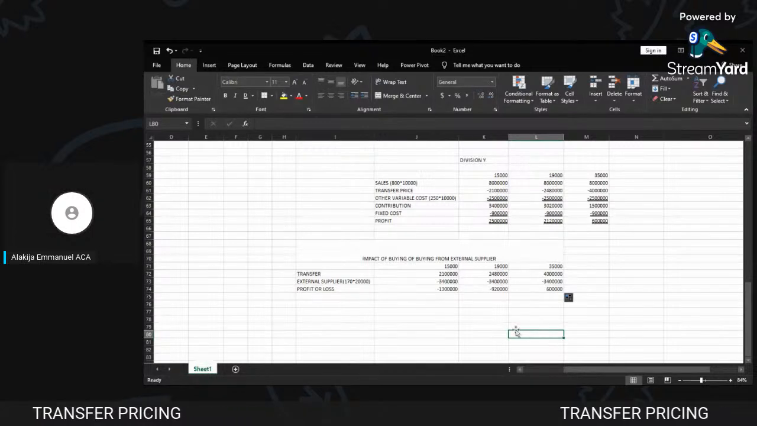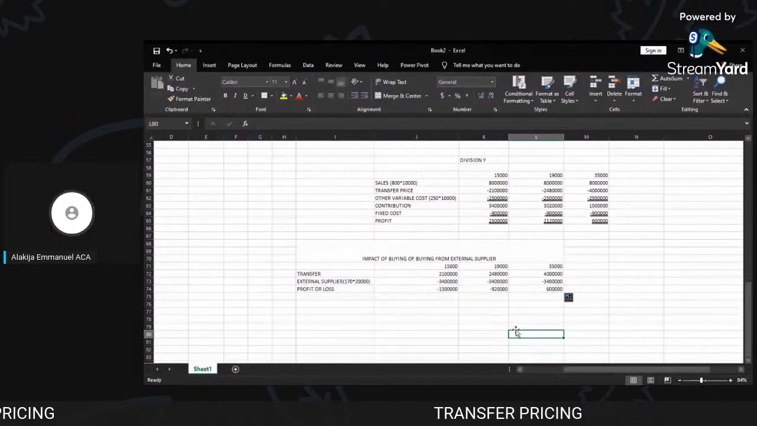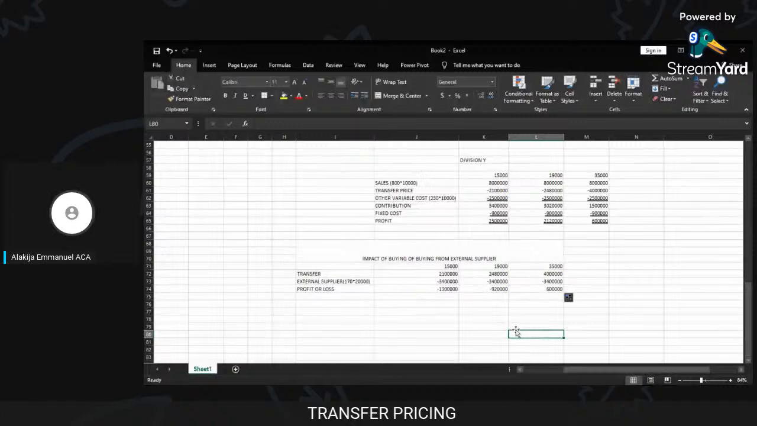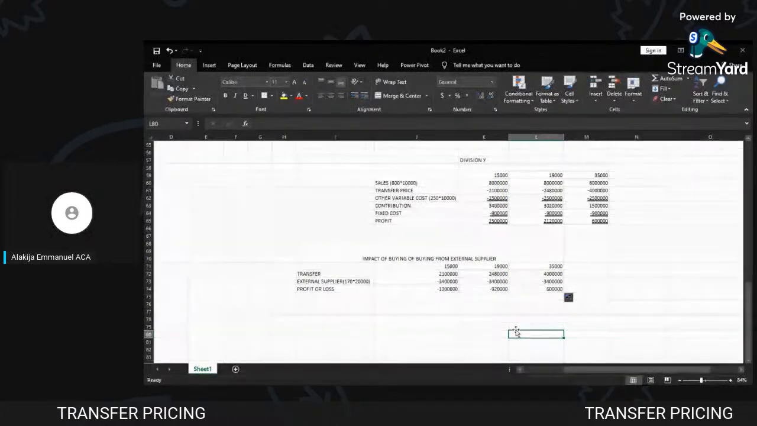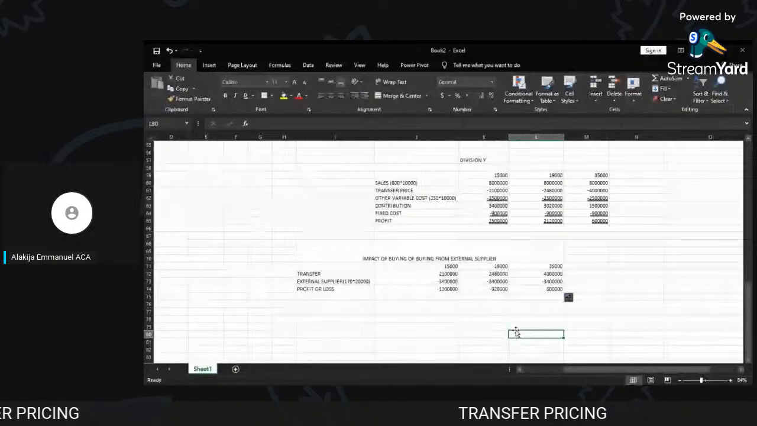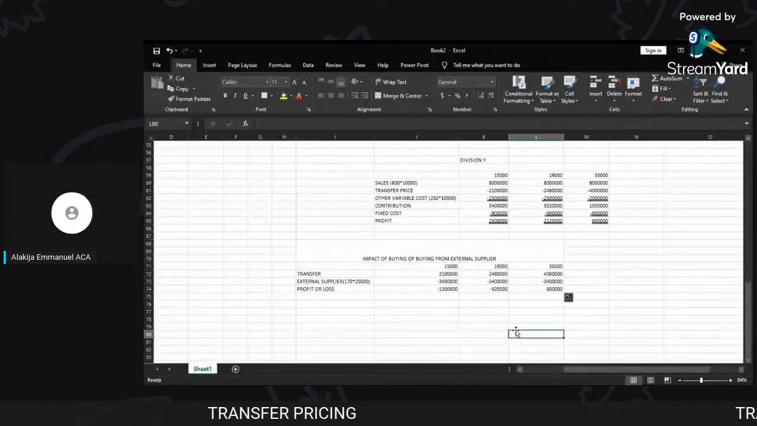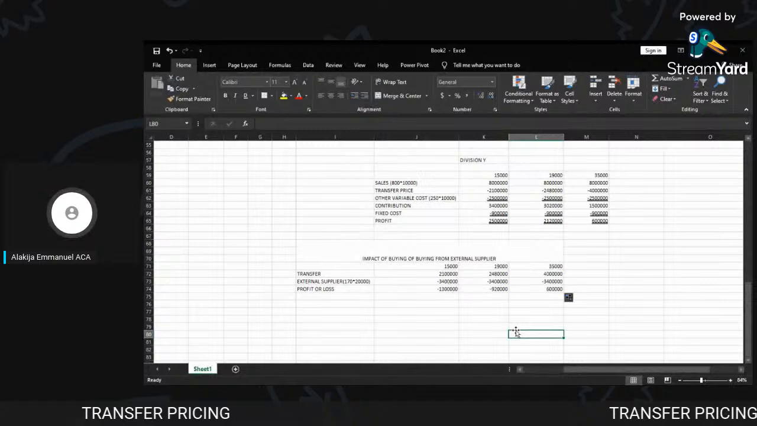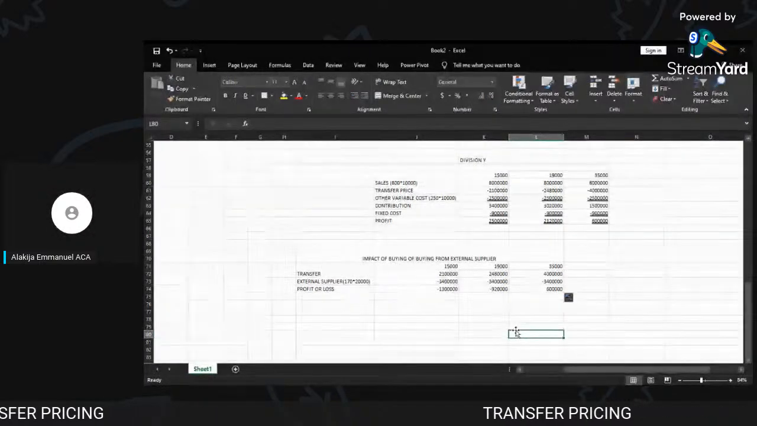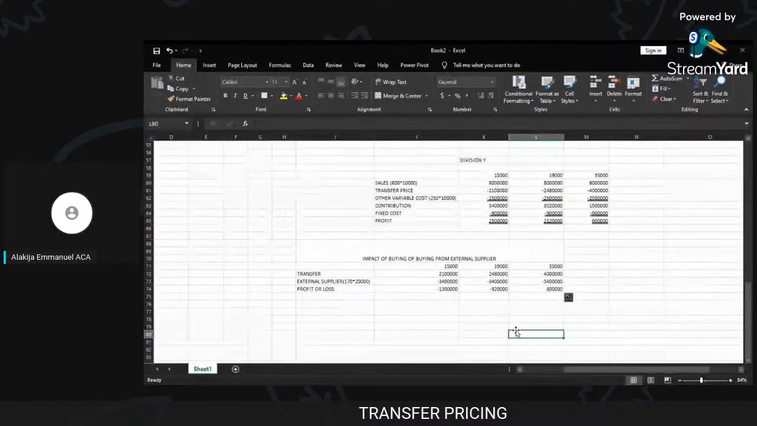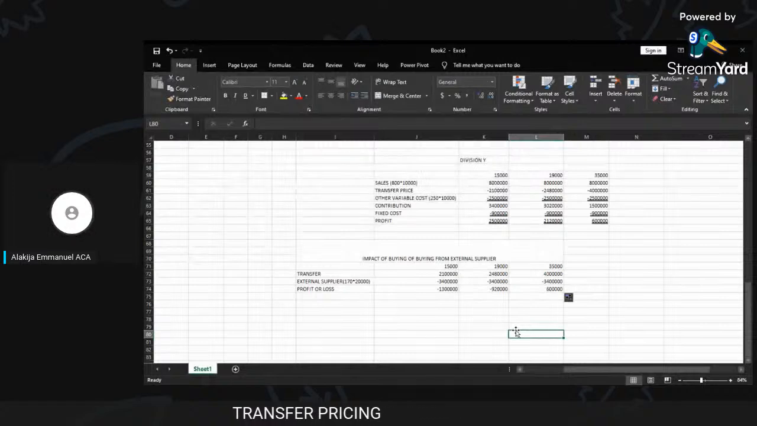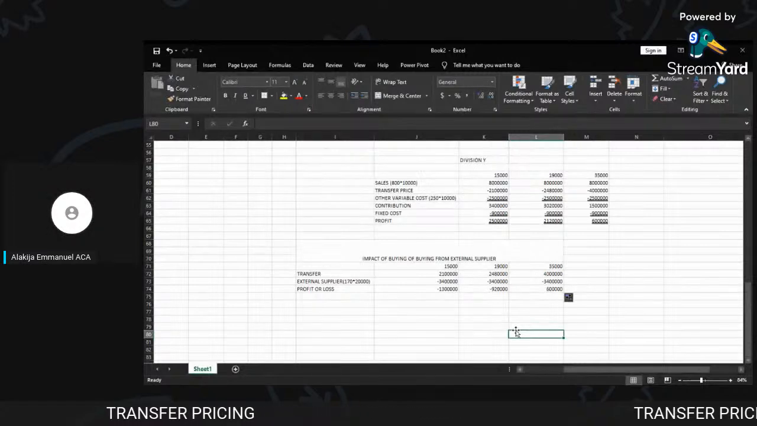1.3 million extra. And also, if the external demand is 19,000, we would have incurred an extra 920,000. However, if at this 35,000 units, where the transfer price was 200 for everything, we would have saved 600,000. So that is the impact.